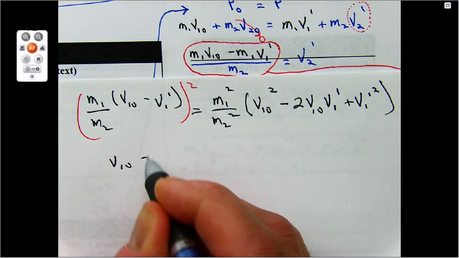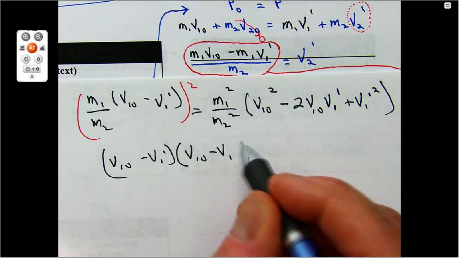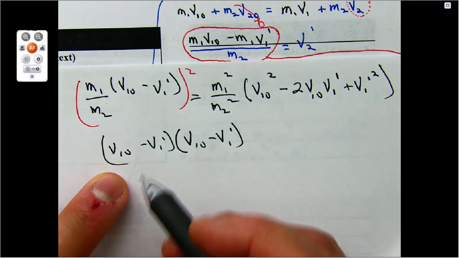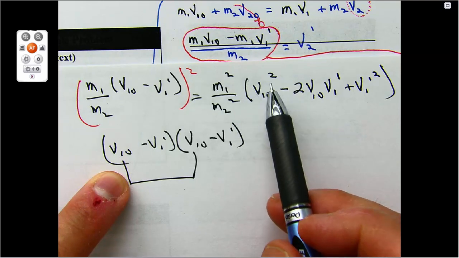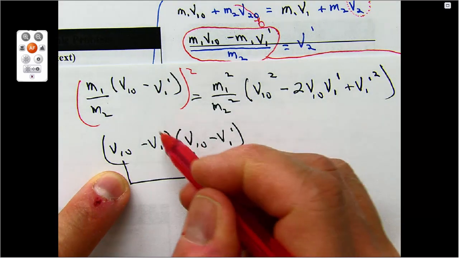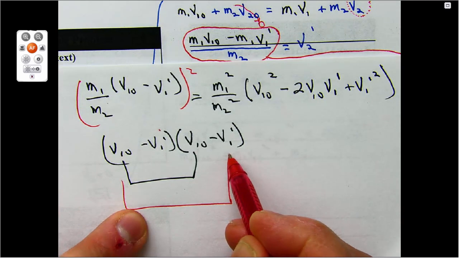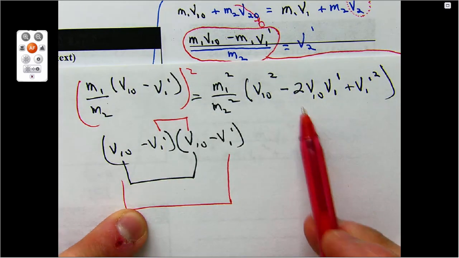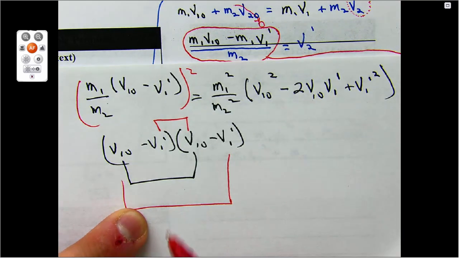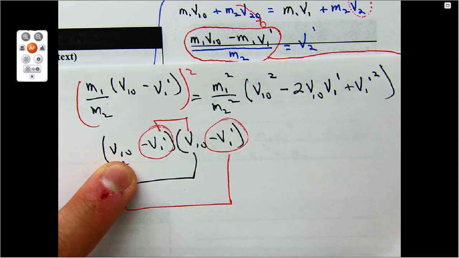We're doing this, right? Times itself. This is what we just did. We squared this. This is my first. That's my V1 initial squared, correct? Now, if I go out, then this is my outside, right? This is my inside. That's where my 2 V1 initial V1 primes comes from. 2 of those. And then minus, and this is my last. So that does work.